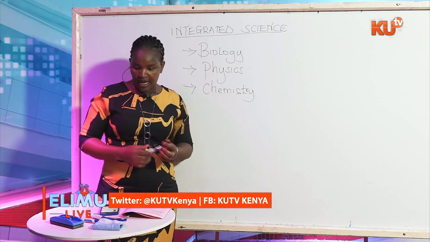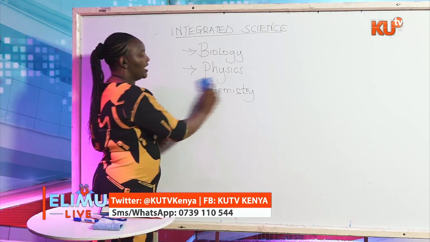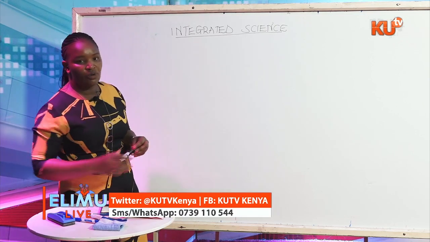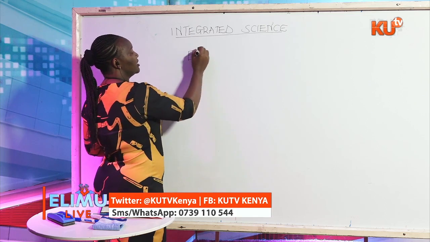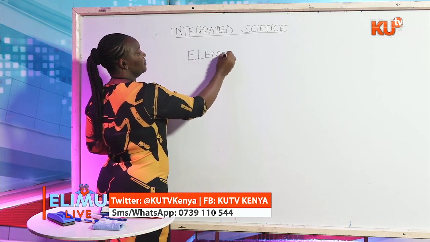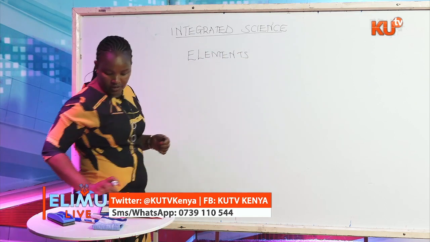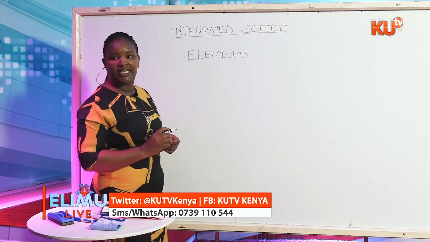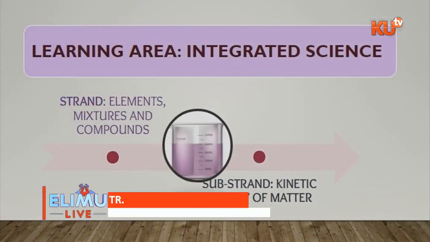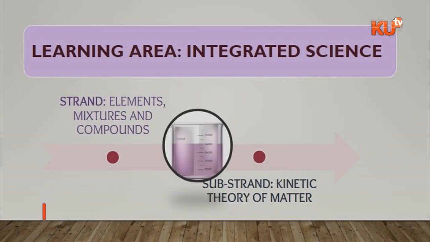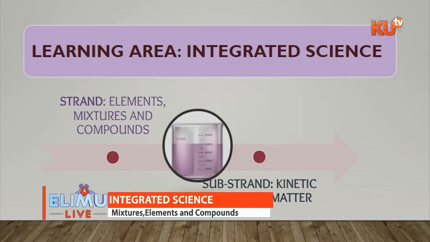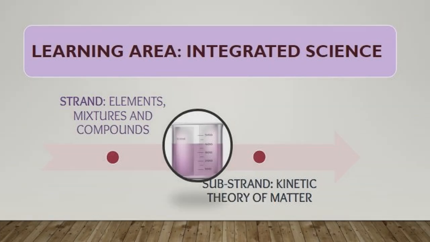Now today, the strand we'll be covering is the first strand, which is elements. Yes, it is on your screen. You can check your screen. Our topic for the day will be elements, mixtures, and compounds. That is our strand today, which is also called a topic. And the specific substrand that we'll be looking at is the kinetic theory of matter.